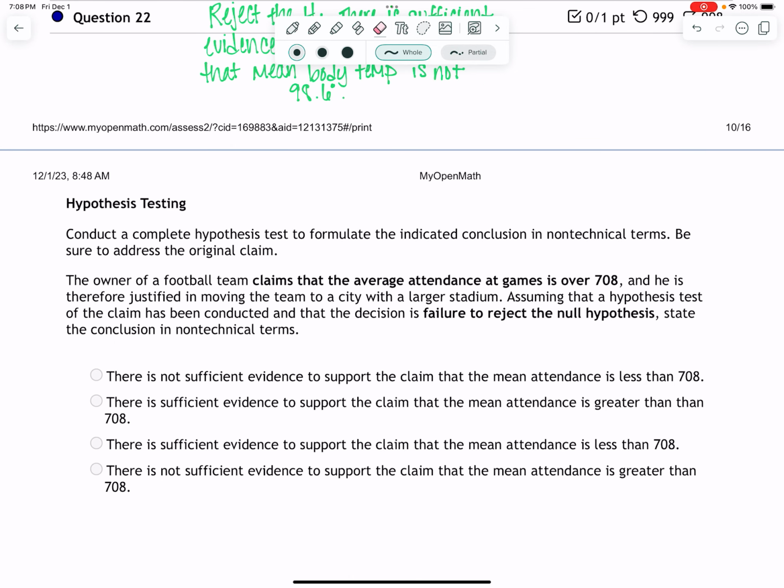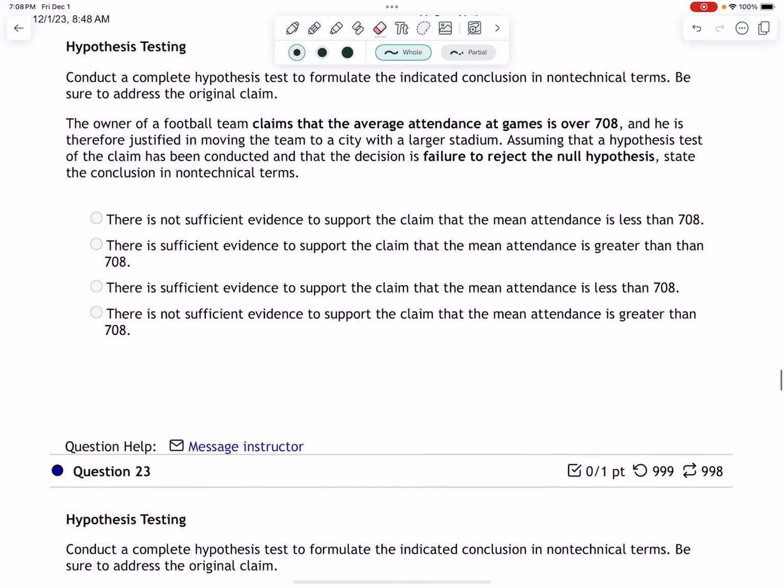So 22 has you go through the same process all over again. Let's see. The owner of a football team claims that the average attendance at games is over 708, and he is therefore justified in moving the team to a city with a larger stadium. Assuming that a hypothesis test of the claim has been conducted, and that the decision is failure to reject the null hypothesis, state the conclusion in non-technical terms.